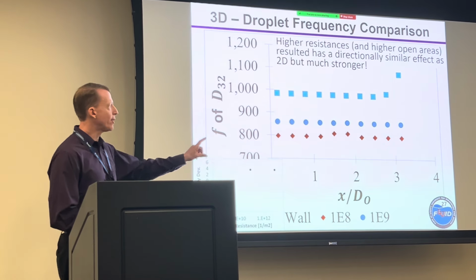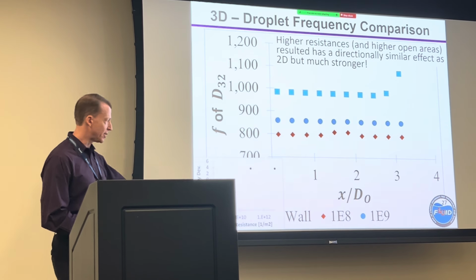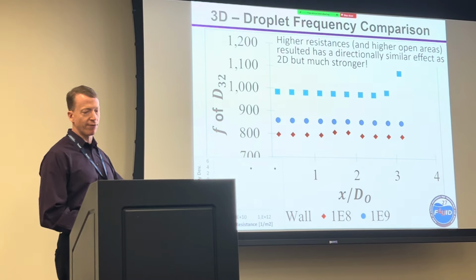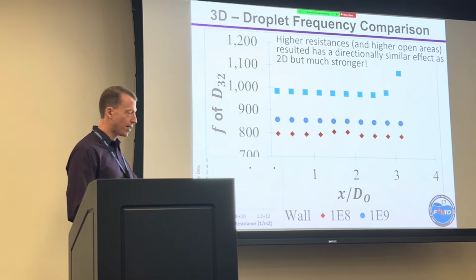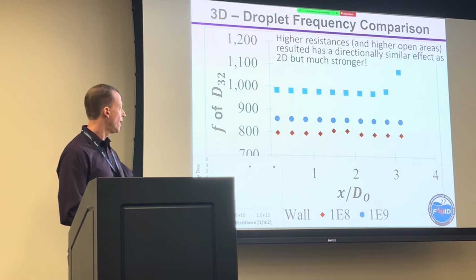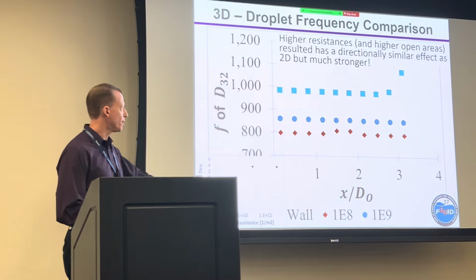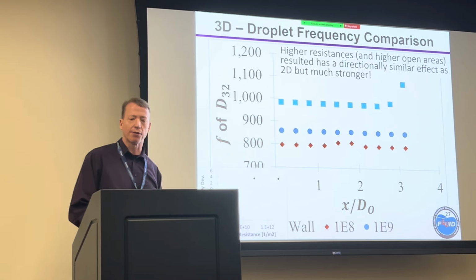This effect is greater in 3D than it was in 2D. I know this is small for the room, but I'm showing the 2D version of this. And you see maybe a 9% reduction in recurring frequency with the first porous media setting, and here it's more like a 20%, so it's exaggerated in 3D.